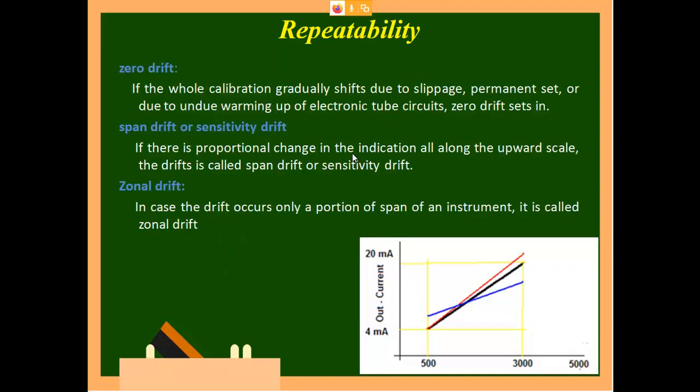So we see there are three different colors: one is black, one is blue, and one more is red. The blue indicates zero drift, where you can see it is not starting from zero. I have not given anything, but it has started from the y axis, not from the intersection of the two axes. This we call zero shift. If the whole calibration gradually shifts due to slippage, this is nothing but permanent damage. We will have a spring and all, and then the spring has gone through its aging.